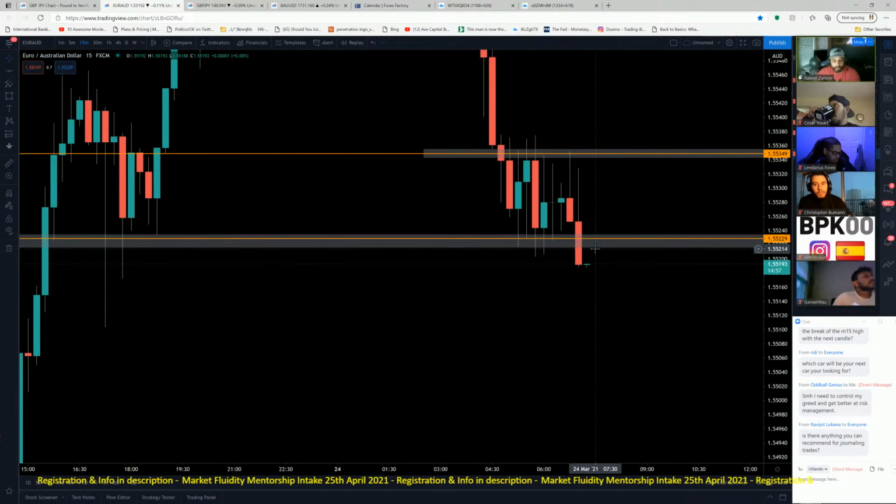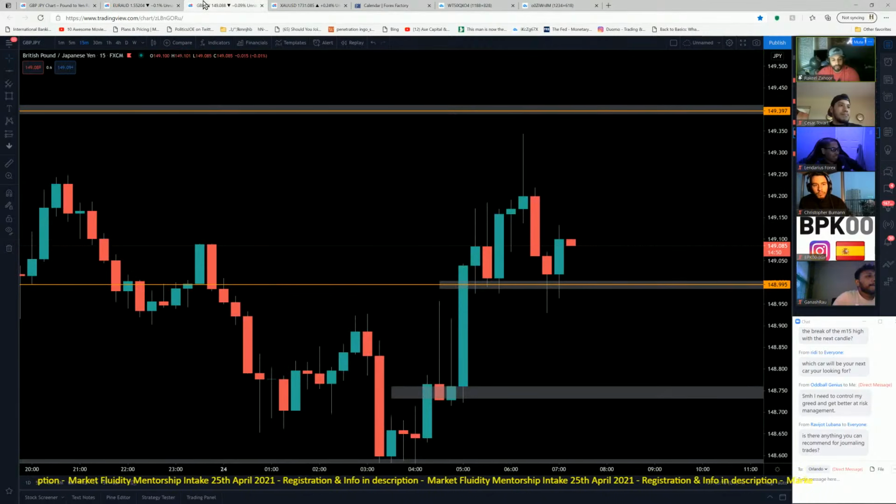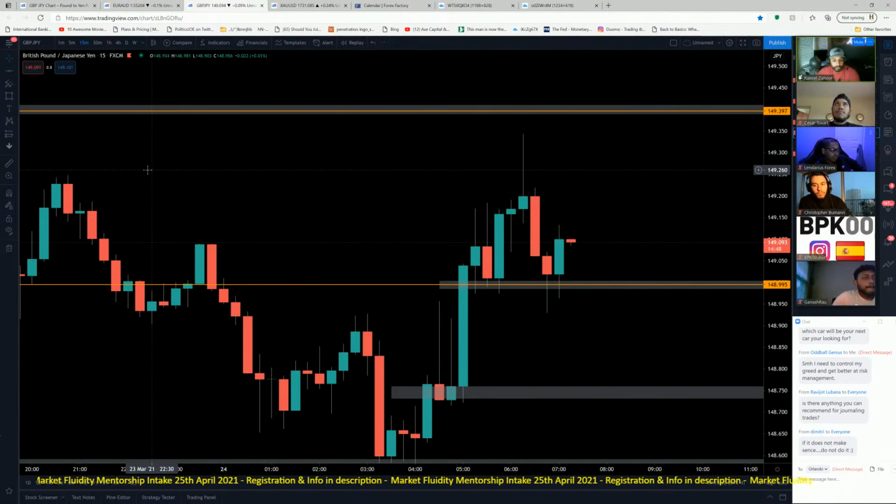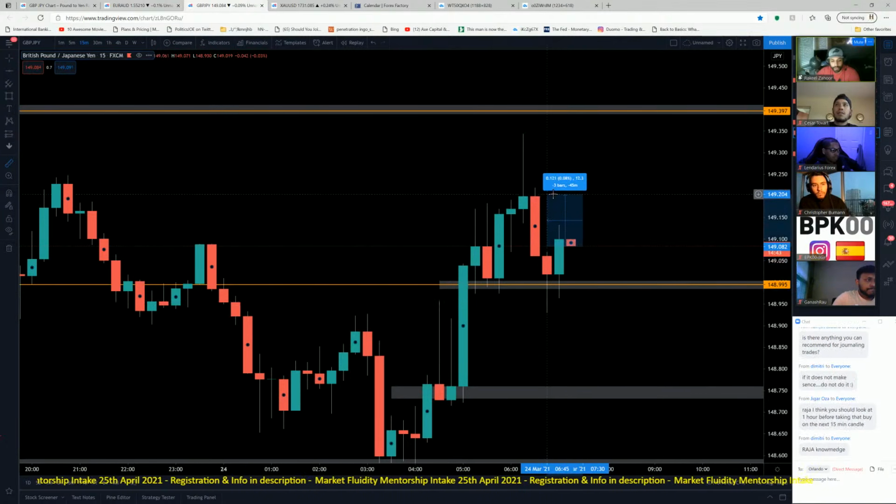Oh wow, look at that 15-minute candle on Euro AUD. Came straight down. Now if the next candle starts breaking down, we're off to the races. This 15-minute candle is also closed. Do I want to take a buy over here on the retracement, or do I want to wait a little bit?